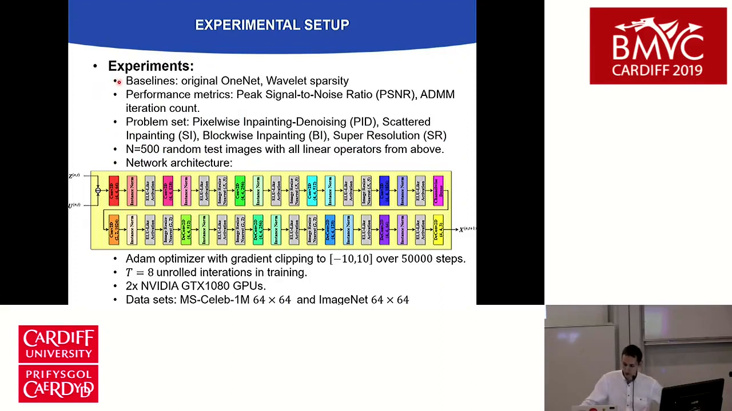Here is the experimental setup. We compare to two baselines, the original OneNet procedure and wavelet sparsity, in terms of PSNR and ADMM iteration count. We consider four linear inverse problems: pixel-wise inpainting, denoising, scattered inpainting, block-wise inpainting, and super resolution. We evaluate over 500 test images, and we employ the following network architecture, both in OneNet and in our version. I don't want to get into the details of that. On a high level, this is just a standard ConvNet with some special activation functions. We also use the ADAM optimizer with T equals 8 unrolled iterations for our method. And we tested on MS Celeb 1M and ImageNet, both datasets resized to 64 by 64.